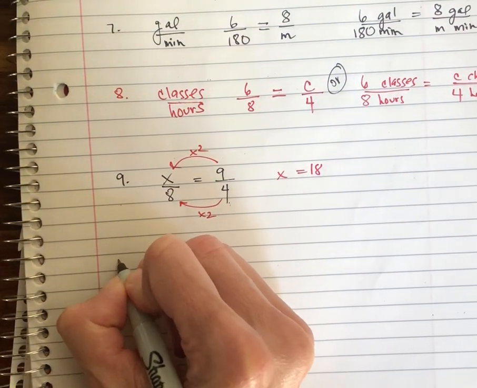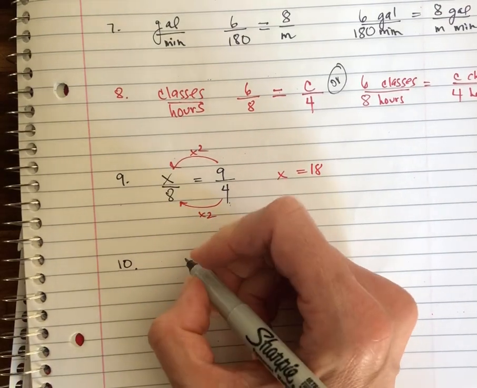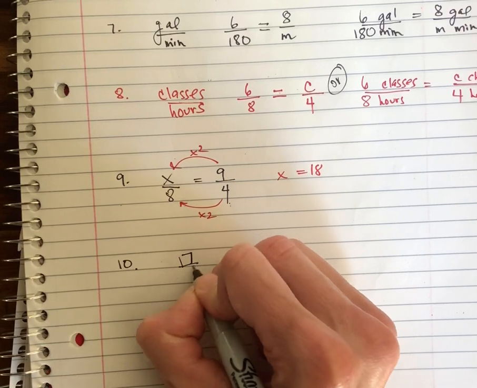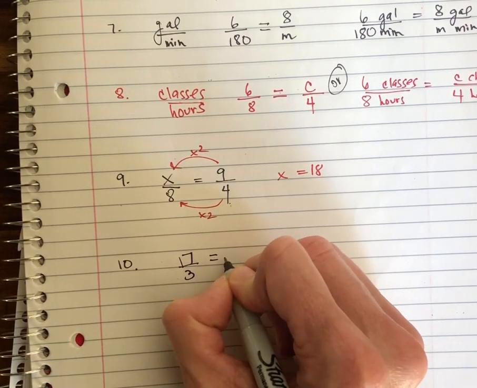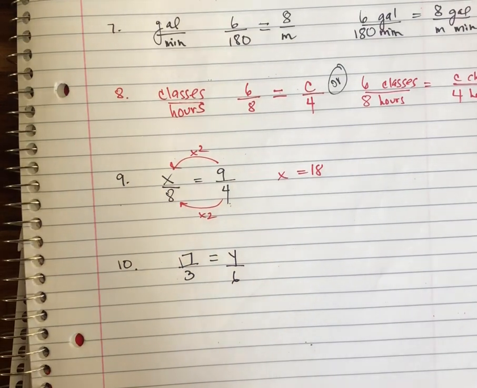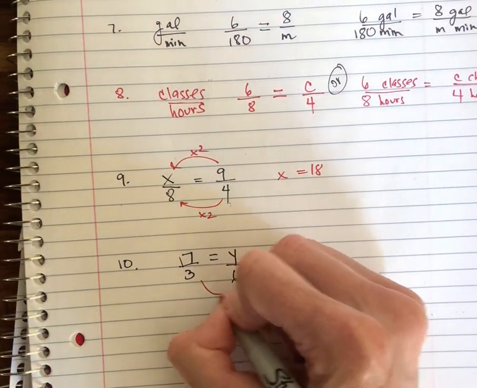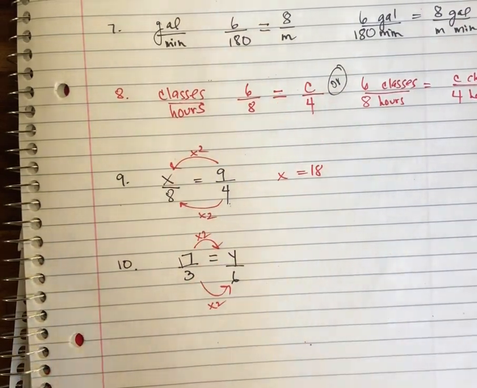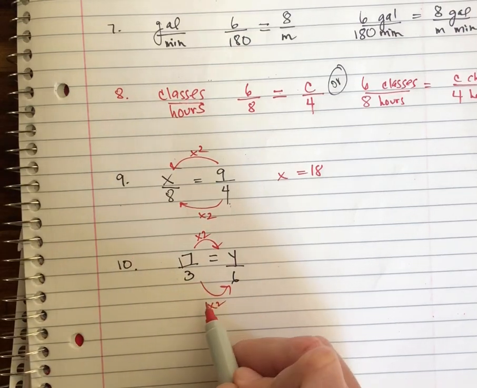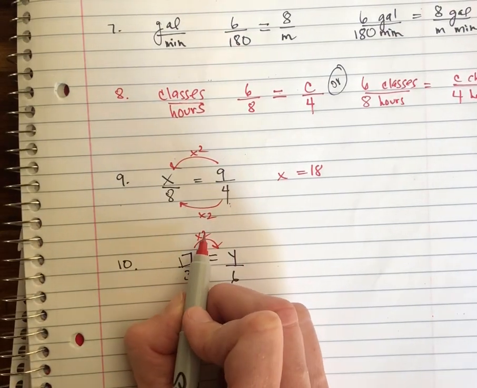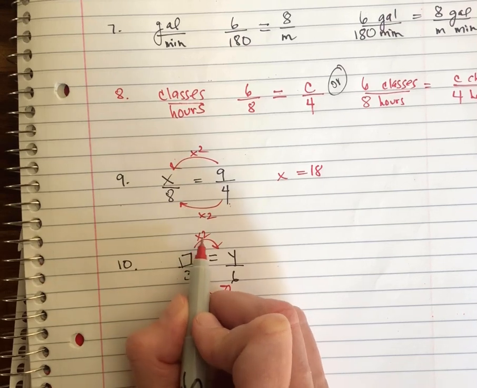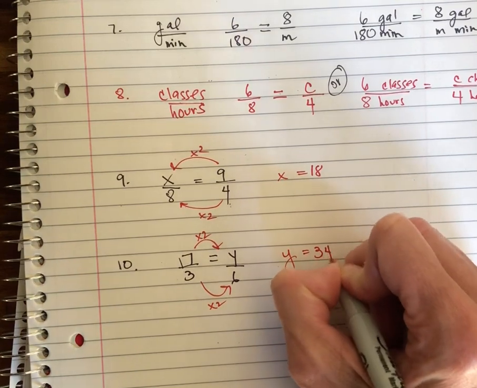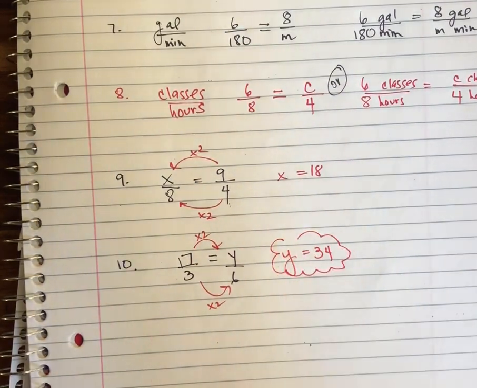And number 10. 17 over 3 is equal to y over 6. Okay, well, same idea. We can simply multiply by 2 to find that equivalent ratio. 3 times 2 is how we got to 6, so we have to do the same thing to 17 to find y. 17 times 2 is 34, so the value of y is 34, okay?